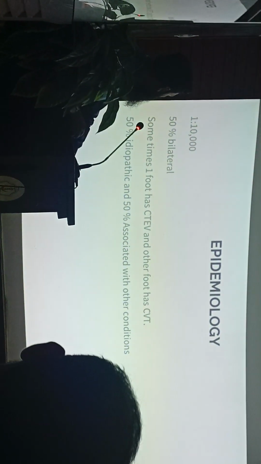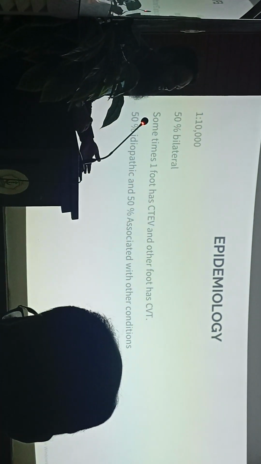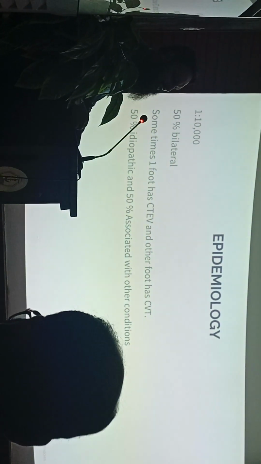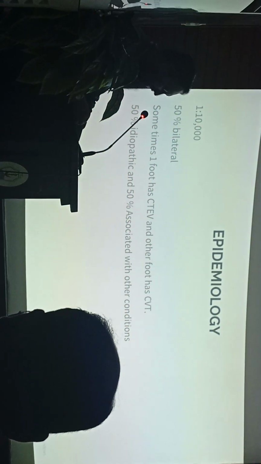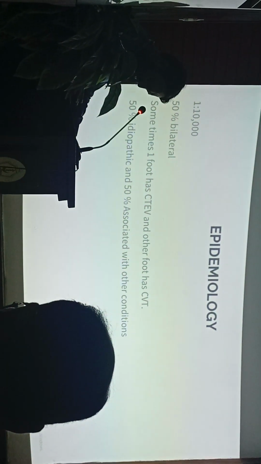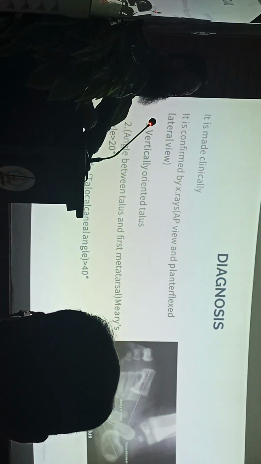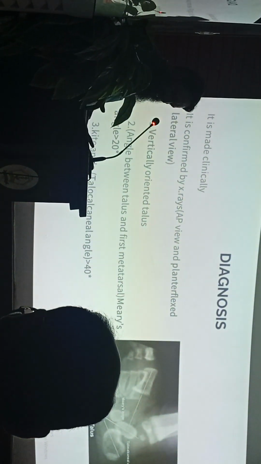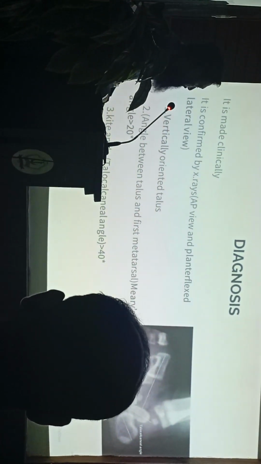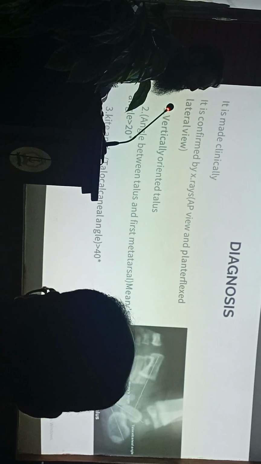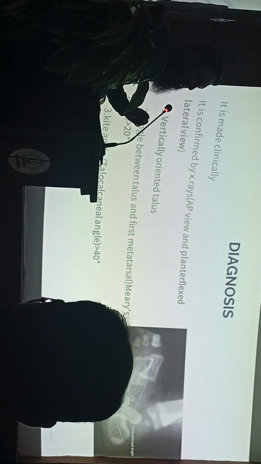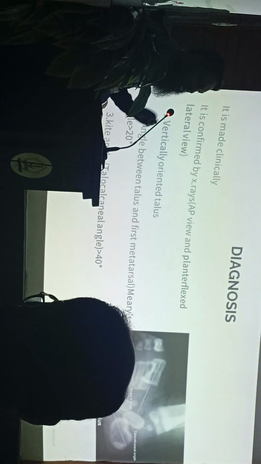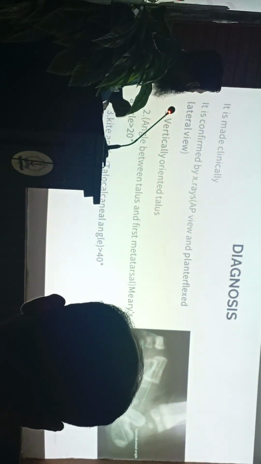Regarding epidemiology, it is 1 in 10,000, and 50% are bilateral. Sometimes one foot has CTV while the other foot has CVT. 50% is idiopathic and 50% is associated with other conditions. Diagnosis is usually clinical by these deformities. You can remember FAVE and see these deformities. But this condition is more rigid, while the deformity is less severe. That's why it is not diagnosed earlier.